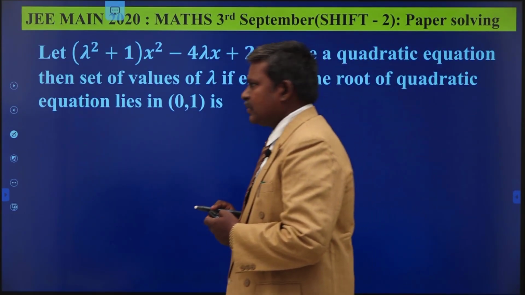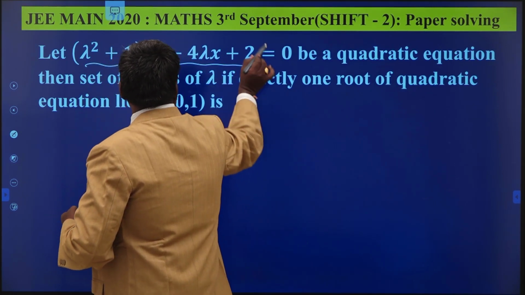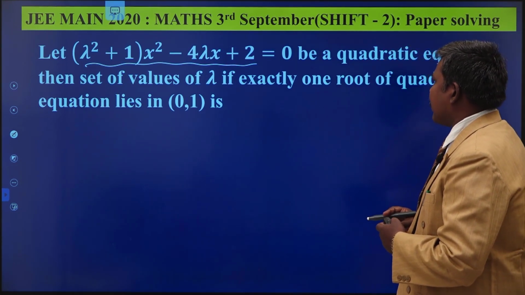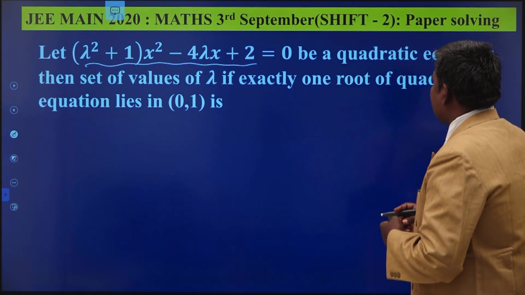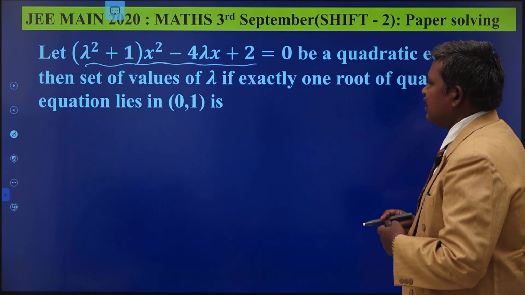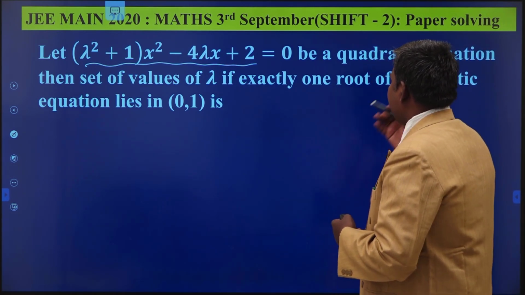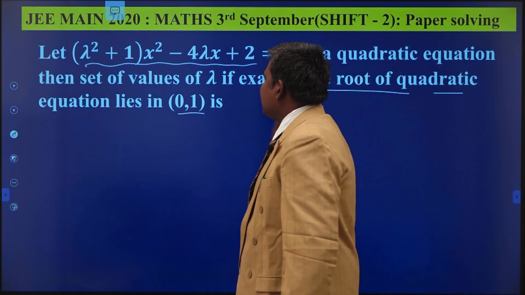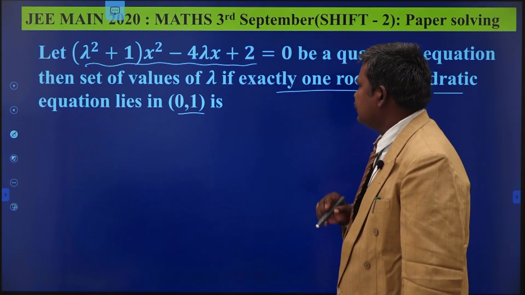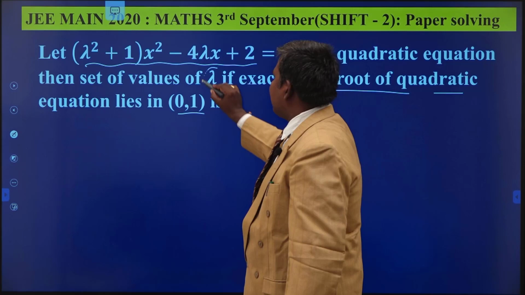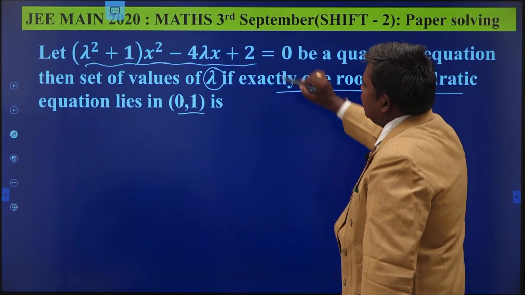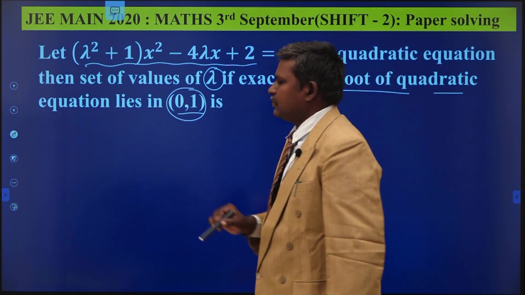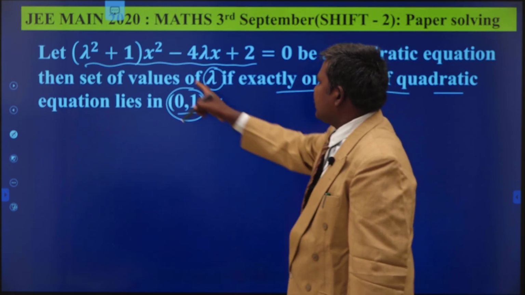This is a question related to quadratic expressions. Very interesting. Lambda square plus 1 times x square minus 4 lambda x plus 2 equal to 0 is a quadratic equation. Then the set of values of lambda, if exactly one root of this quadratic equation lies in the interval 0 comma 1, is dash. We have to find the range of lambda such that the equation has exactly one root lying between 0 and 1.